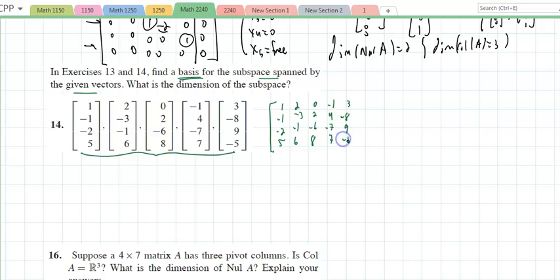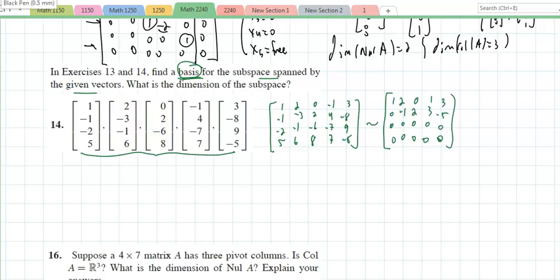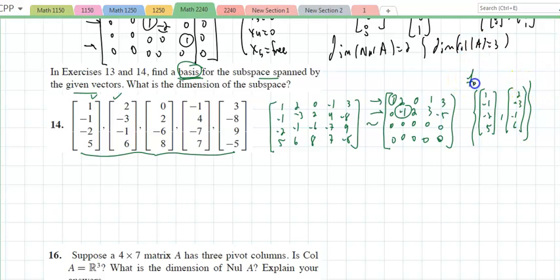And what we're looking for to form bases are linearly independent vectors. If I do my magic and I get the following, what do we notice? The first two, 1, -1, -2, 5, and 2, -3, -1, 6. Those form a basis for the subspace.